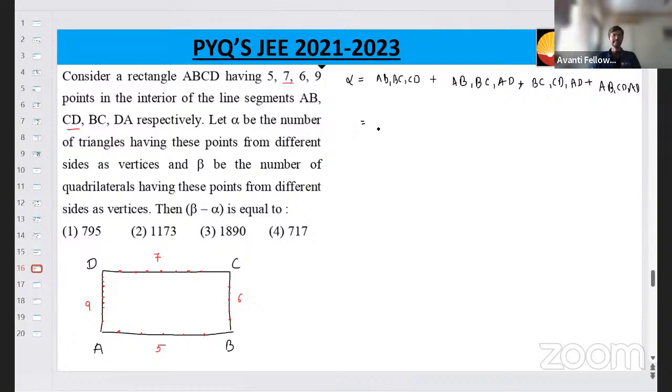Right? So how many are there in AB? 5, 6, 7. Right? We are taking 1 point from each. So either you can write 5 or you can write 5C1, 6C1, 7C1. Doesn't matter. It's the same, right? So here also 5, 6, 9. 6, 7, 9. 5, 7, 9. So this gives alpha. Calculate. We will need some calculations. 6 5s are 30, plus 6 5s are 30. 9 3s are 27.